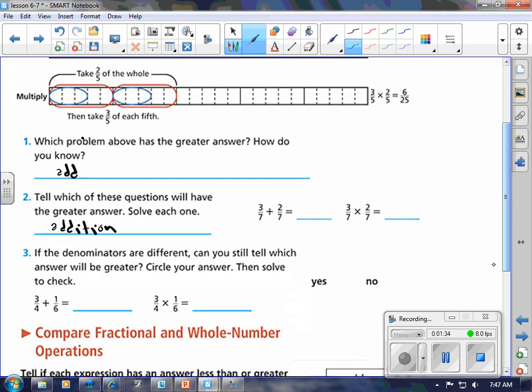On this next one, let's work that through. Remember, when you have a common denominator, you just add the numerators. So you move your common denominator over, and 3 plus 2 is 5. When you have multiplication, you just multiply straight across. So you multiply denominator times denominator, 7 times 7, which is 49, and then 3 times 2, which is 6. So 6/49 versus 5/7. You can see that it's significantly different, and the addition is quite a bit larger.